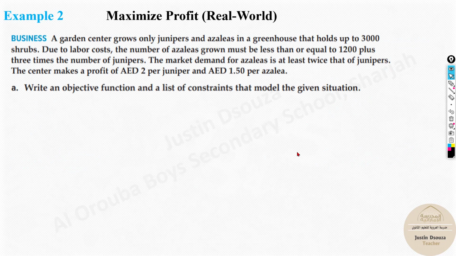Here now we have a real world problem. A garden center grows only junipers and azaleas in a greenhouse that holds up to 3,000 shrubs. Due to labor costs, the number of azaleas grown must be less than or equal to 1,200 plus 3 times the number of junipers. The market demand for azaleas is at least twice that of junipers. The center makes a profit of 2 dirhams per juniper and 1.5 dirhams per azalea. Write the objective function and list the constraints that model the given situation.